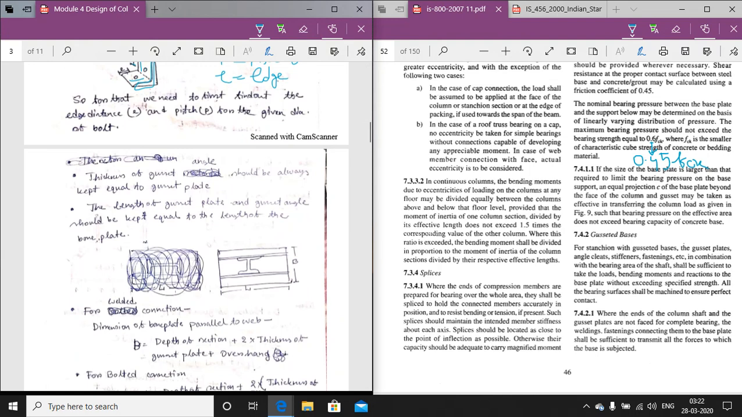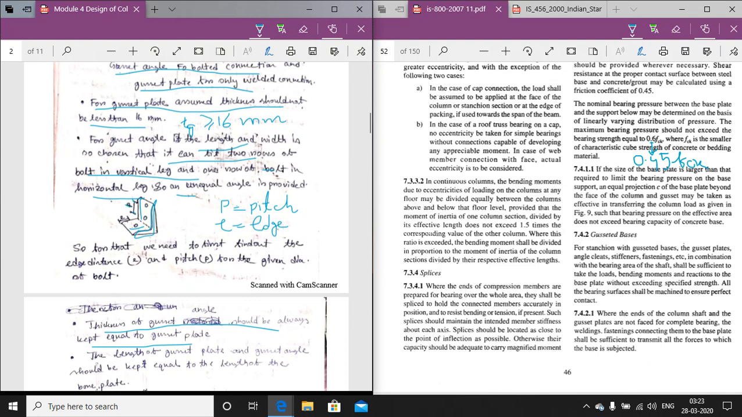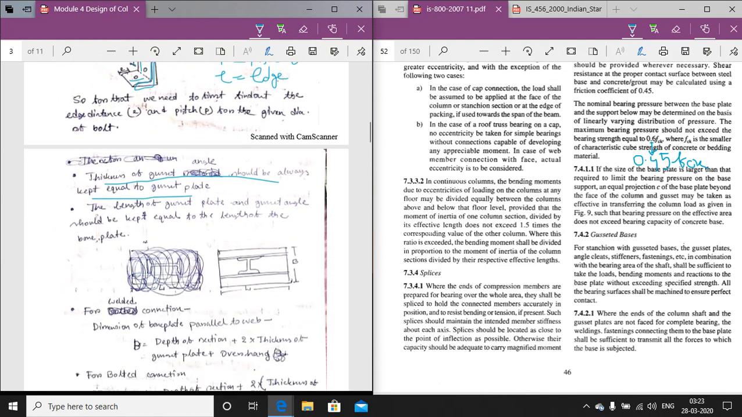Next criteria is thickness of the gusset angle should always be kept equal to the gusset plate. That means if the thickness of the gusset plate is taken greater than or equal to 16 mm, the thickness of the gusset angle is to be selected based on that value. So if it is 16, the thickness of the gusset angle should also be 16 mm.